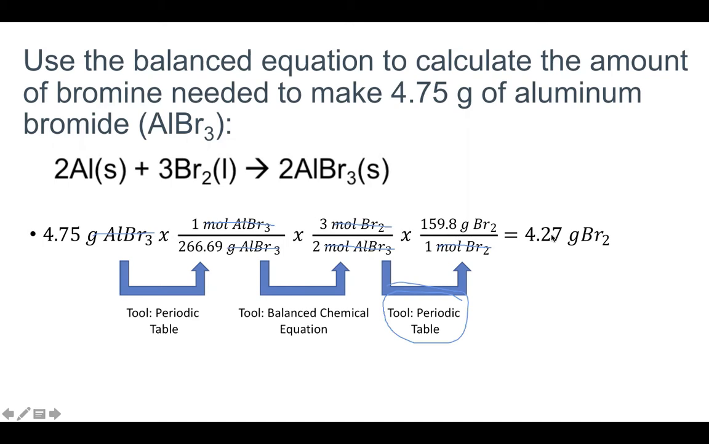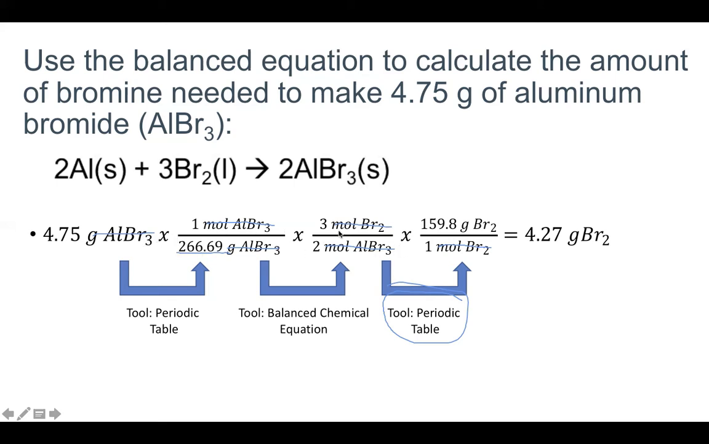So then you can carry out the math here. 4.75 times 1 times 3 times 159.8 divided by 266.69 divided by 2 and divided by 1. And you get 4.27 grams of bromine. Make sure you know how to do this on your calculator. Some people end up dividing by the first number, the 266.69, but then multiplying by the second number just because they enter it into their calculator funny. So practice these types of calculations.